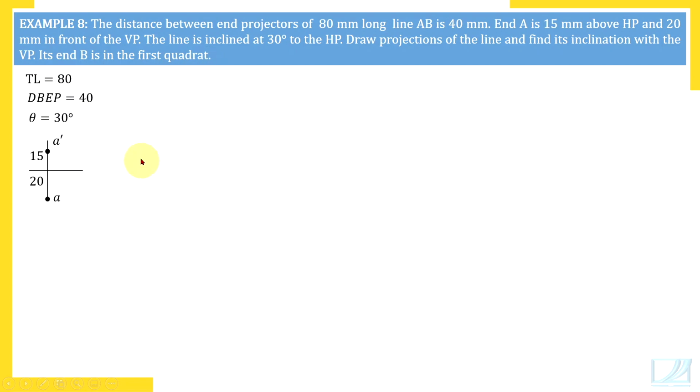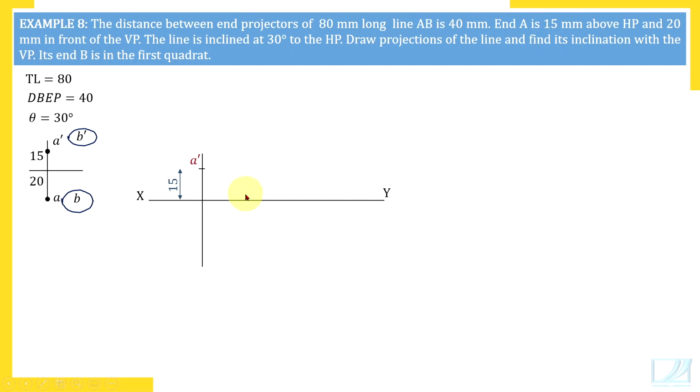End B is in the first quadrant. First quadrant means front view above, top view below, so you are going to take care of position of the other end. Here it is XY line, projector of end A. Leave some space here for dimensioning, and then draw projector of end A. It should be exactly at 90 degrees to XY line.